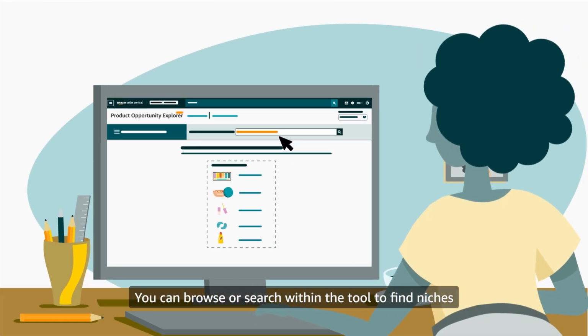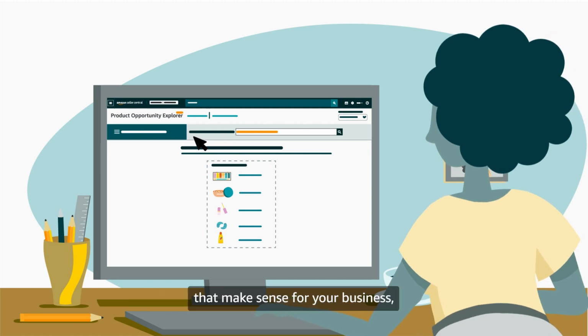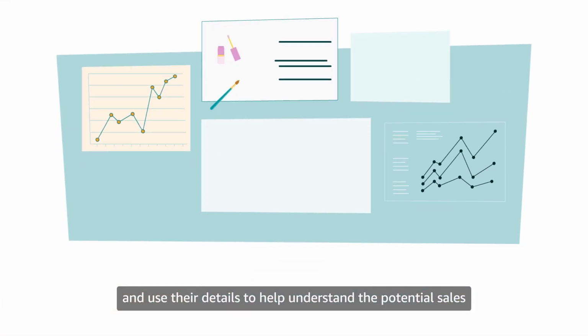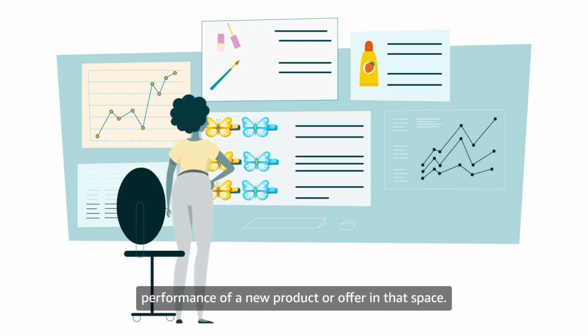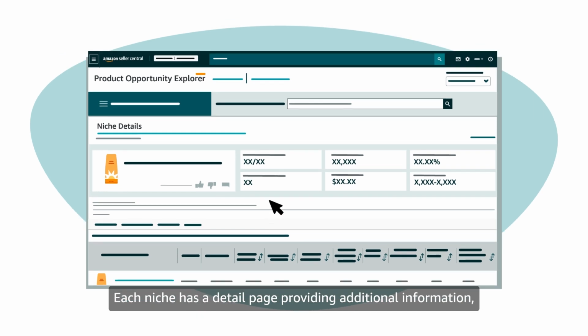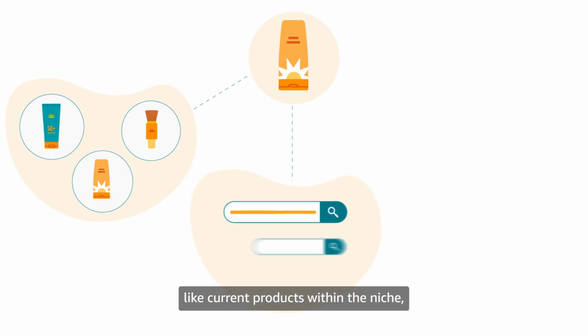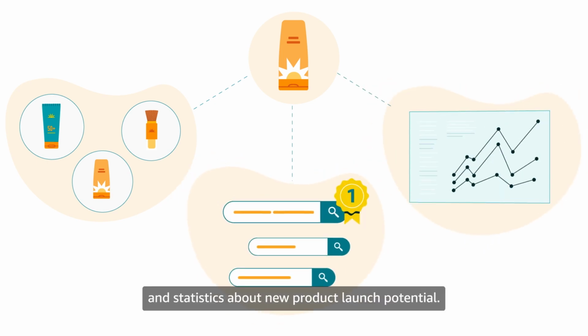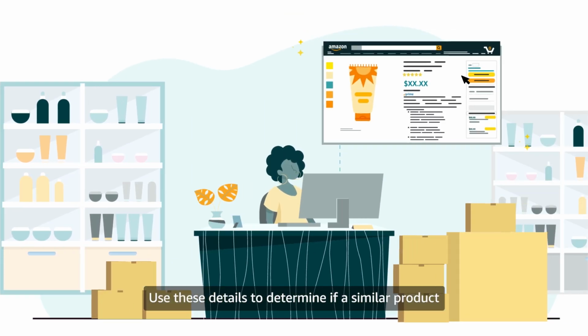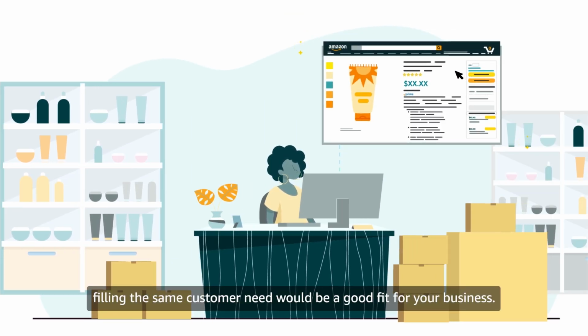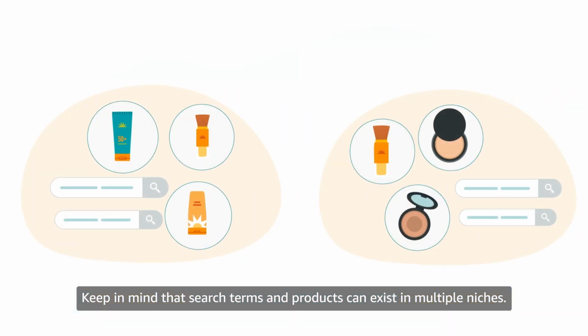You can browse or search within the tool to find niches that make sense for your business and use their details to help understand the potential sales performance of a new product or offer in that space. Each niche has a detail page providing additional information, like current products within the niche, top search terms, and statistics about new product launch potential. Use these details to determine if a similar product filling the same customer need would be a good fit for your business. Keep in mind that search terms and products can exist in multiple niches.